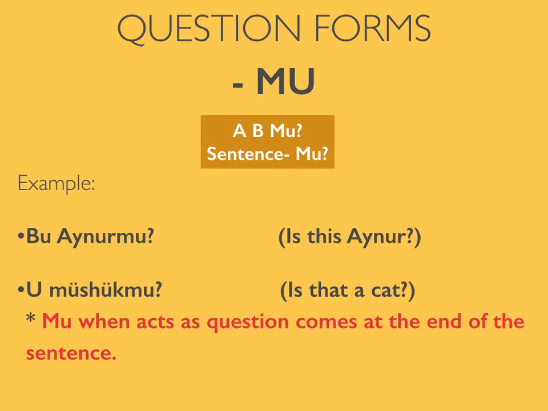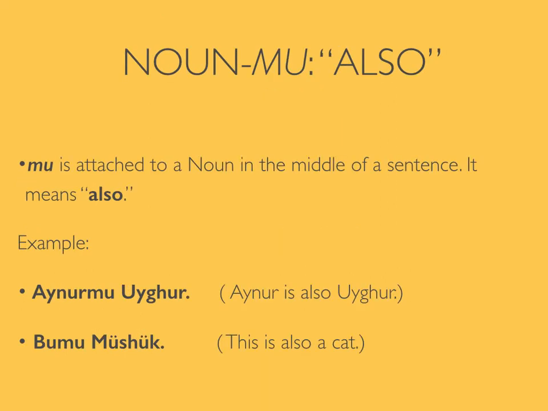I told you earlier that you have to use it at the end, the mu particle, the question particle, because in Uyghur it also means something else. When you add it after a noun, it means also. In Turkish they use de or da, but in Uyghur it's mu. Mu is attached to a noun in the middle of a sentence. It means also, right? For example, Aynur mu Uyghur. If I just say Aynur Uyghur, from the A B copular sentence form we understand Aynur is Uyghur. But if I add mu after the noun, Aynur mu Uyghur, it means Aynur is also Uyghur.